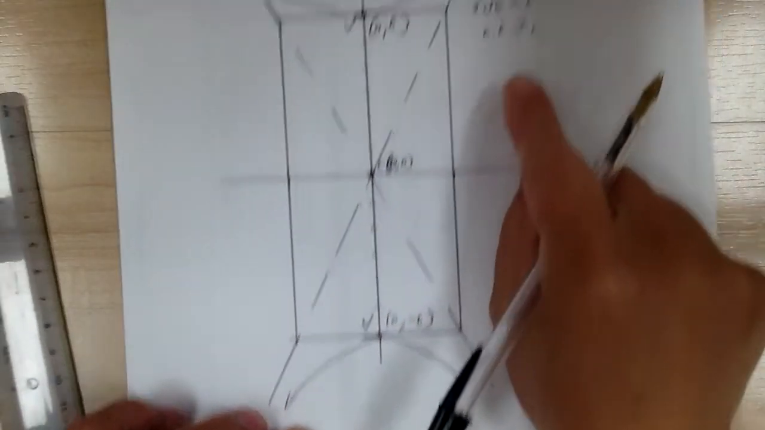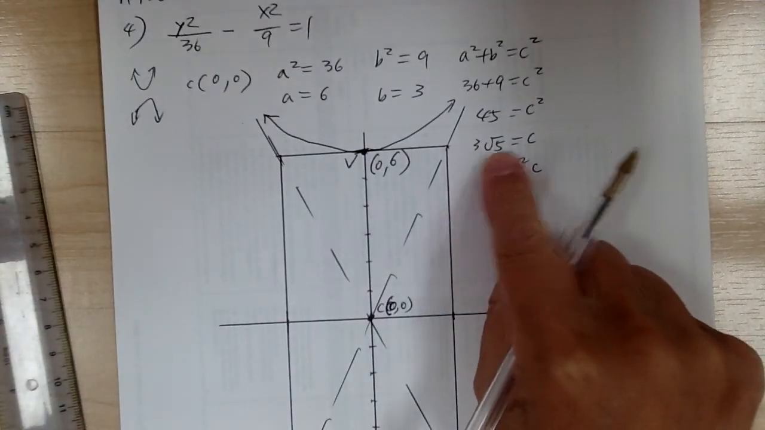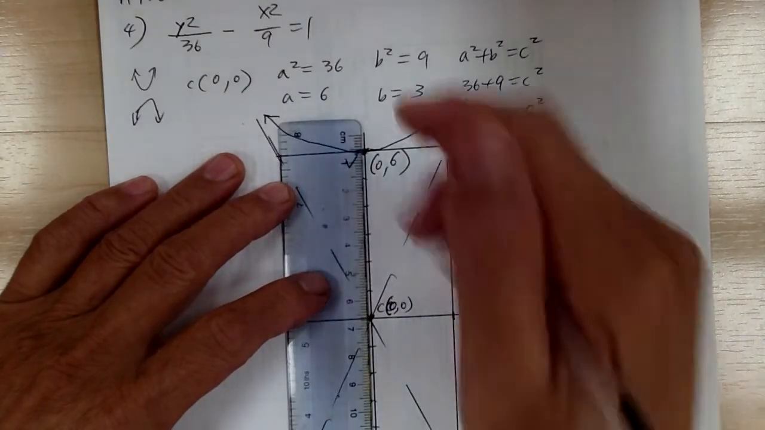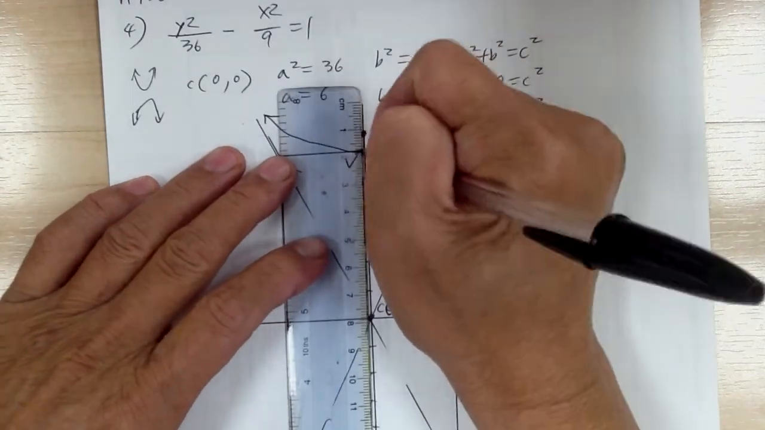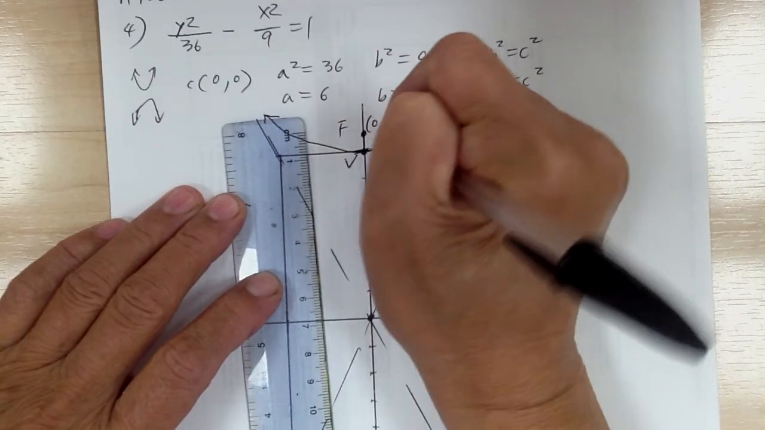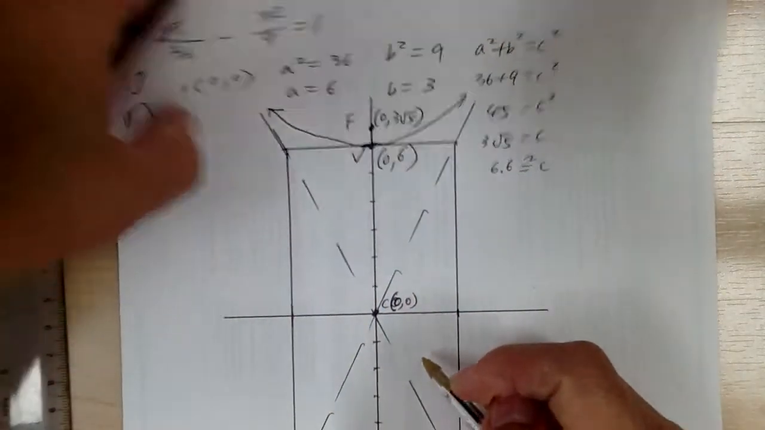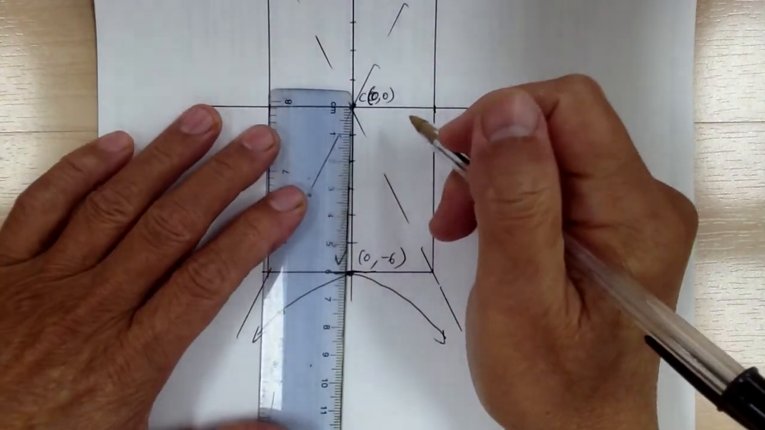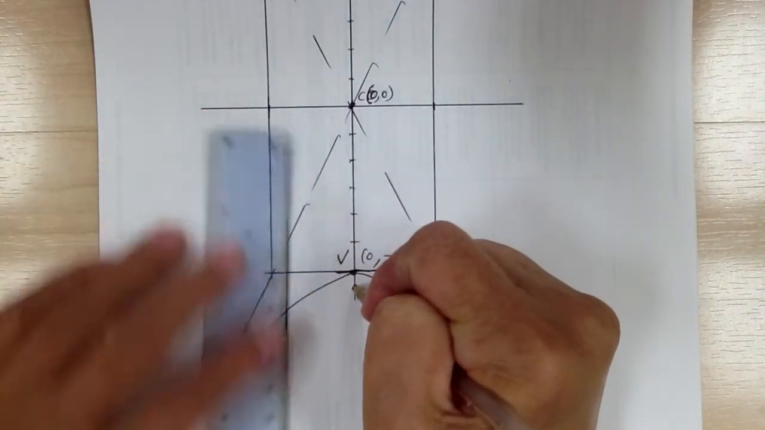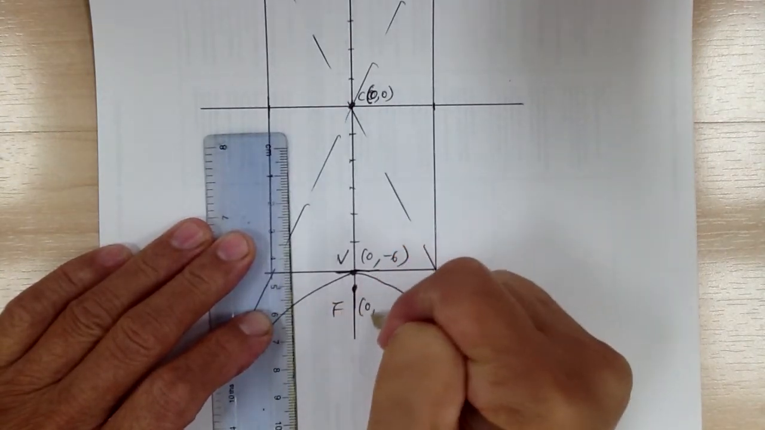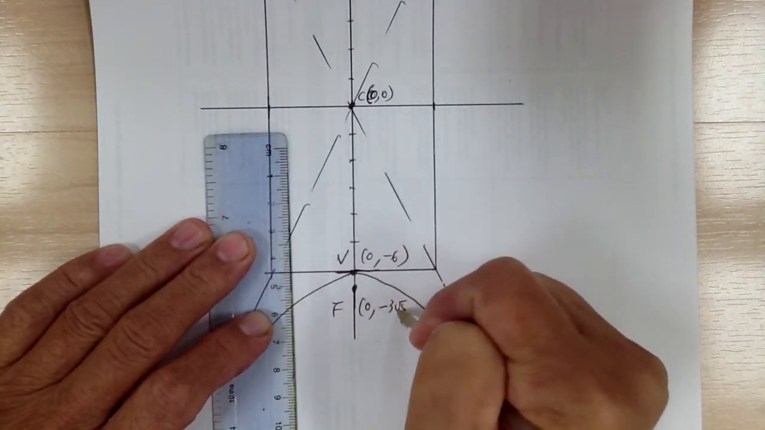Okay, and now for the focus, it's going to be 3 square root of 5, which is about 6.6. So this is going to be about right over here. So the F would be 0, 3 square root of 5. And you go down about 6.6. It's going to be about right over here. So this F would be 0, negative 3 square root of 5.